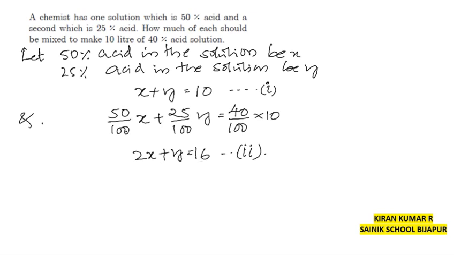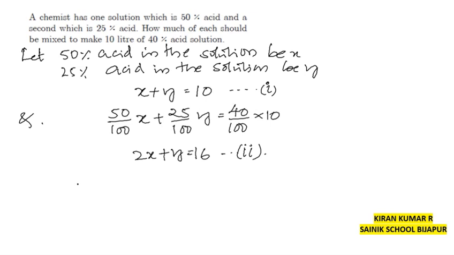When you divide 50 by 100 we get 1 by 2. When you divide 25 by 100 we get 1 by 4. The LCM of 2 and 4 in the denominator will be 4. So 2x plus y will be there. You need to cross multiply. Here one of the zeros and zero get cancelled. 4 will be remaining. When you cross multiply, 4 times 4 will get 16. This is how mentally you should be able to solve this.